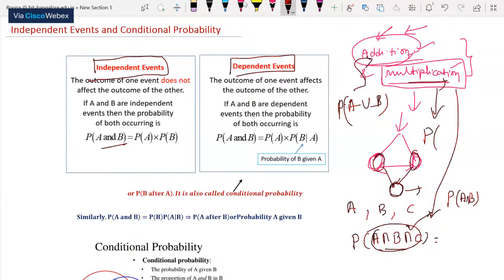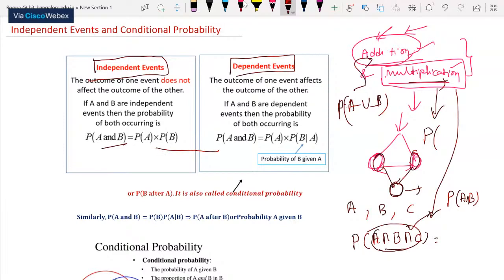Then the next step is, observe carefully what I'm explaining: intersection, independent. Both independent and dependent events are treated based on which theorem? The multiplication theorem.